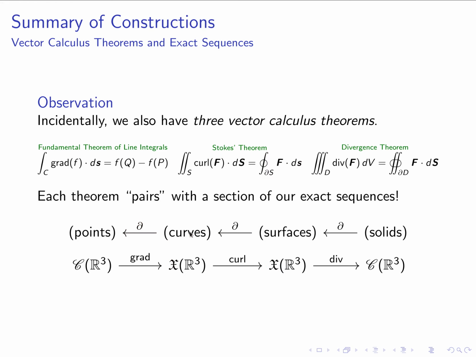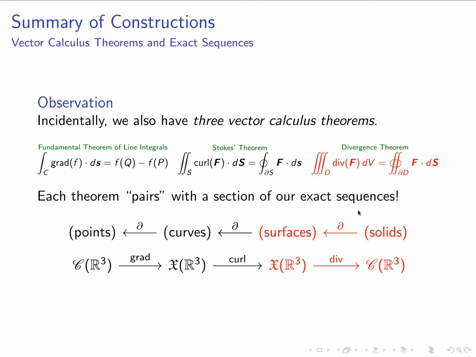Finally, we have the divergence theorem, which matches up with the last section of our exact sequences. The divergence theorem says that integrating the divergence operator on a domain is the same thing as calculating the flux of the original field over the boundary. Again, we have a natural way of matching the 2 parts of this equation with the 2 sides of this exact sequence. On the left-hand side of the divergence theorem, we're looking at the triple integral of the divergence operator over a solid domain. So when we take the divergence of a vector field, we produce a scalar field, and we can see how that scalar field interacts with a solid domain.